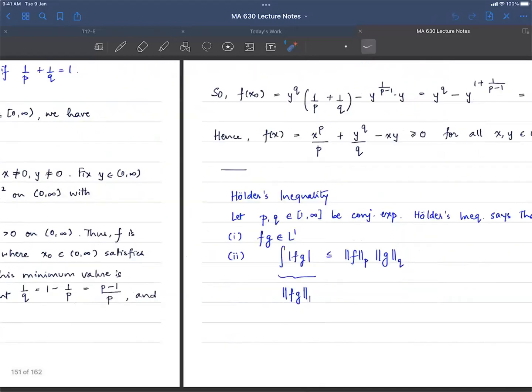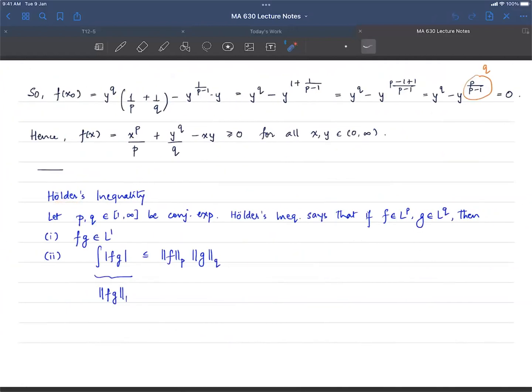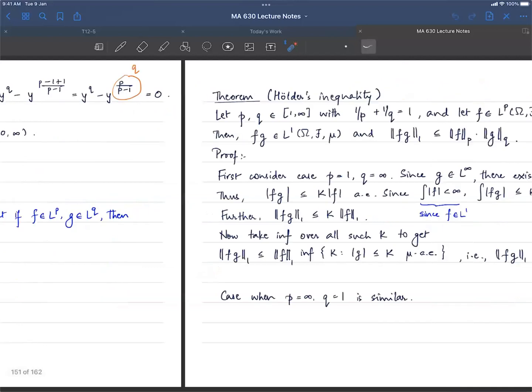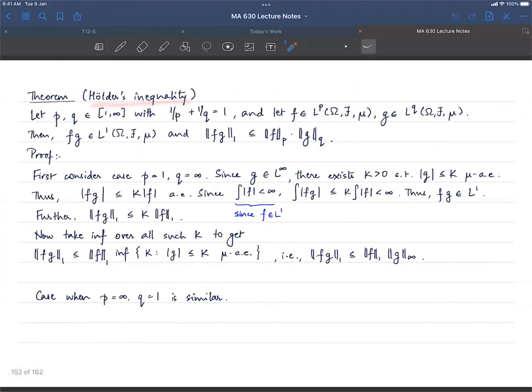So basically Holder's inequality says, suppose I have P, Q in the closed interval 1 infinity, which are conjugate exponents, and one of them is in LP and the other one is in LQ, then the product has to be in L1. And the L1 norm of the product has to be less than or equal to the LP norm of the LP function times the LQ norm of the LQ function. That was Holder's inequality. This we did last time.